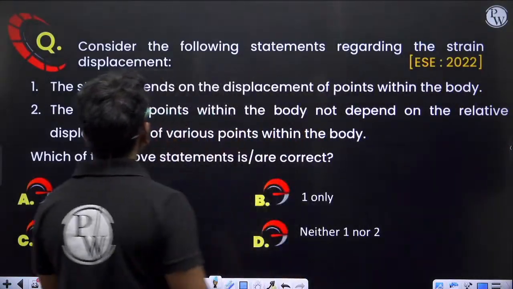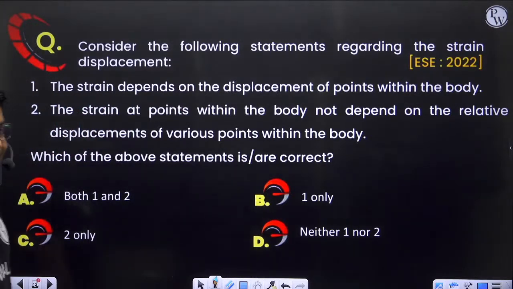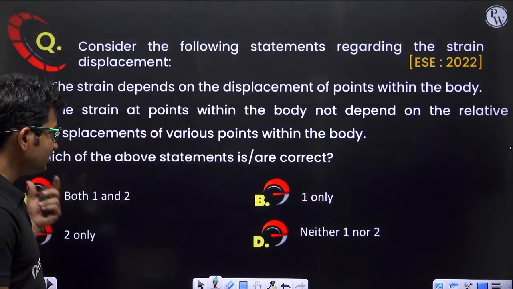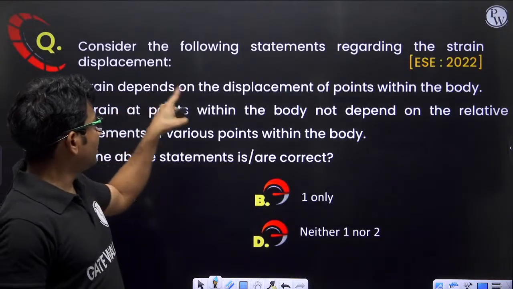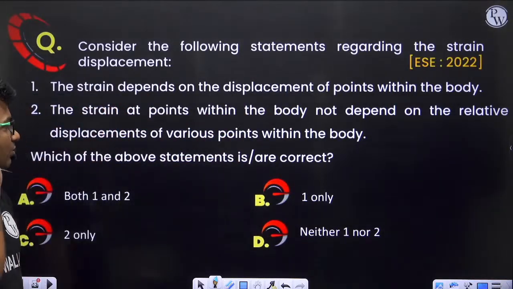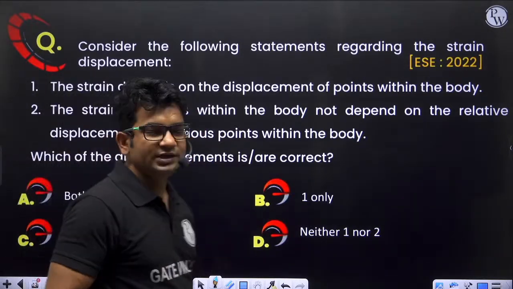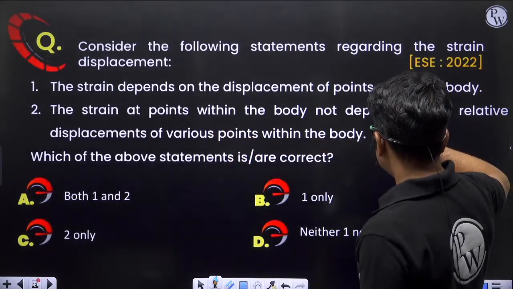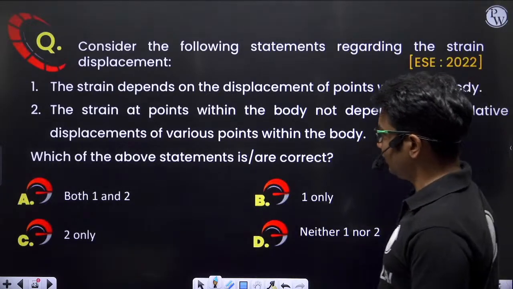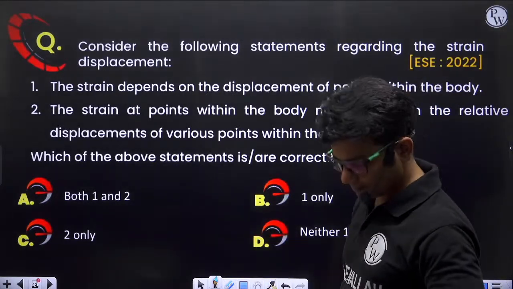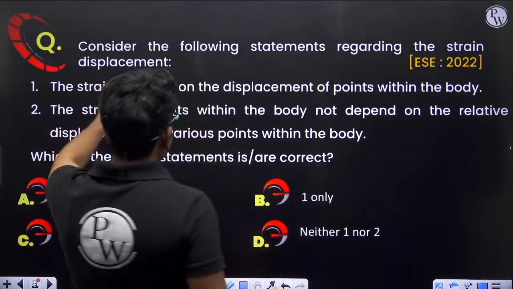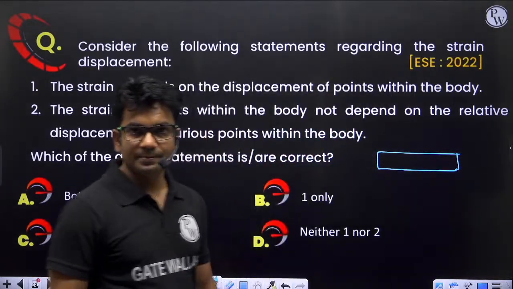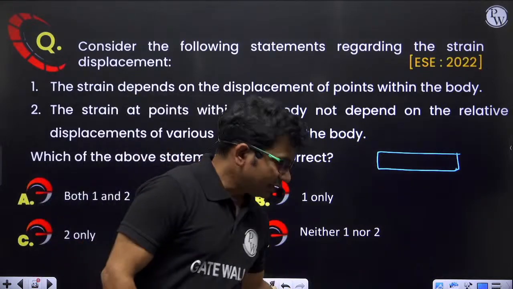Consider the following statements regarding the strain displacement. Corresponding to strain displacement, two statements are given and we have to find out which statement is correct and which is not. First, the strain depends on the displacement of points within the body. Next, strain at points within the body does not depend on the relative displacement of various points within the body. Now, let us say this is the body.